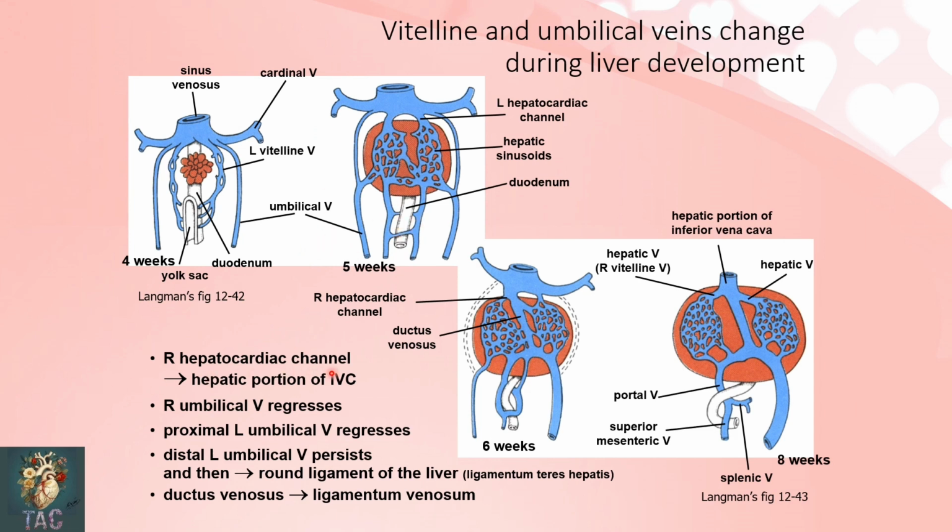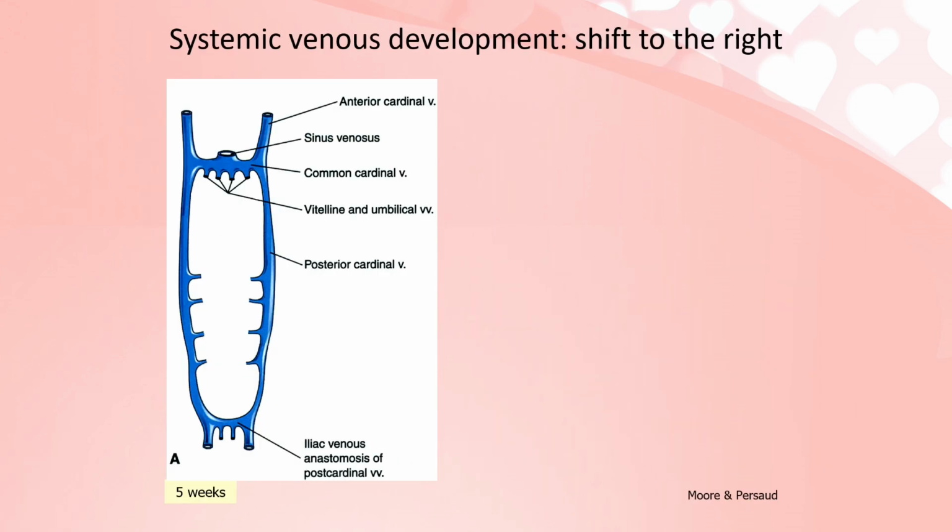The right hepatocardiac channel forms the hepatic portion of the inferior vena cava. The right umbilical vein regresses completely. Here you can see the right one completely regresses. The proximal left umbilical vein also regresses, and the only part which remains is the distal part of the left umbilical vein, which persists and carries oxygenated blood from the placenta into the body of the embryo. The ductus venosus forms a shunt which carries oxygenated blood from the umbilical vein into the inferior vena cava. So now we are discussing the cardinal venous system.